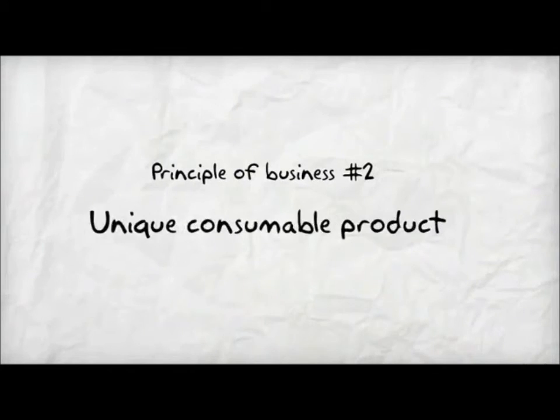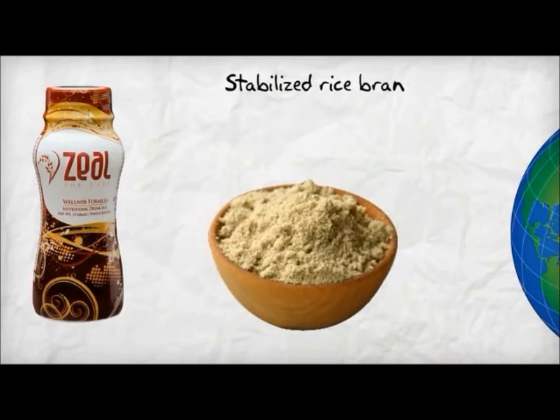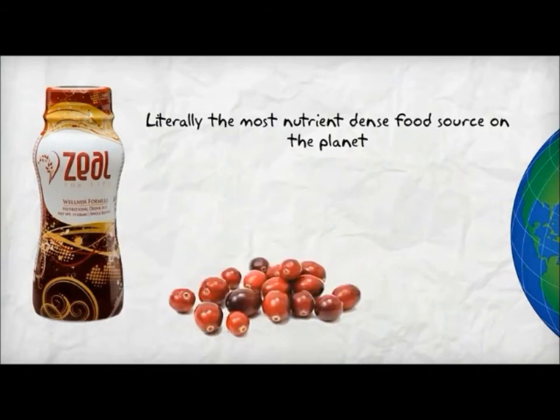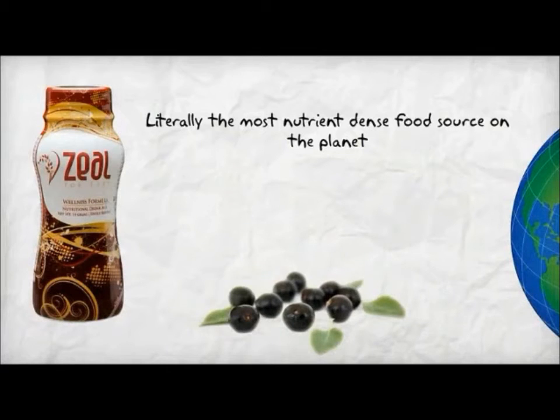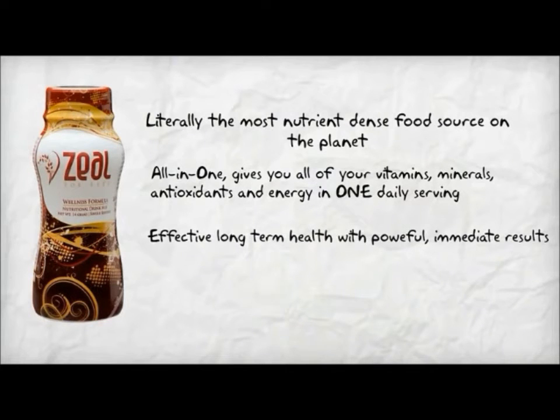So do you remember business principle number 2, that you want to have a unique and consumable product that people love? Well, Zeal Wellness is the most unique whole food supplement available anywhere. Just one of the mega nutrients in this product is stabilized rice bran, literally the most nutrient-dense food source on the planet. In addition, the scientists scoured the globe to bring together the best superfoods and botanicals that nature has to offer. It's a supplement that's got everything all in one. It literally gives you all your vitamins, minerals, antioxidants, and energy in one daily serving. It's got effective long-term results and powerful immediate results.